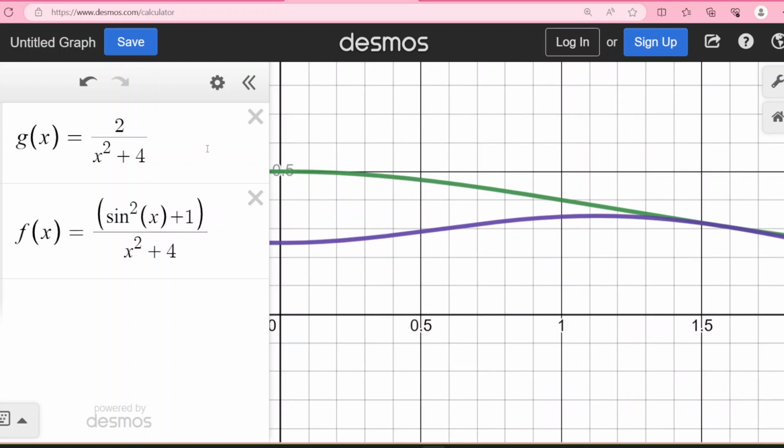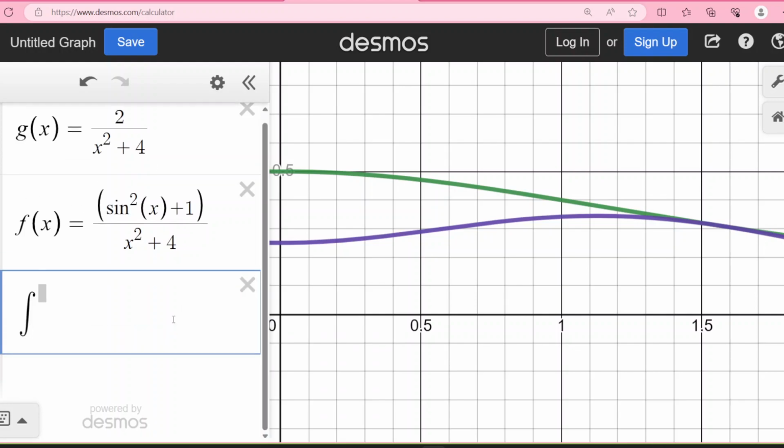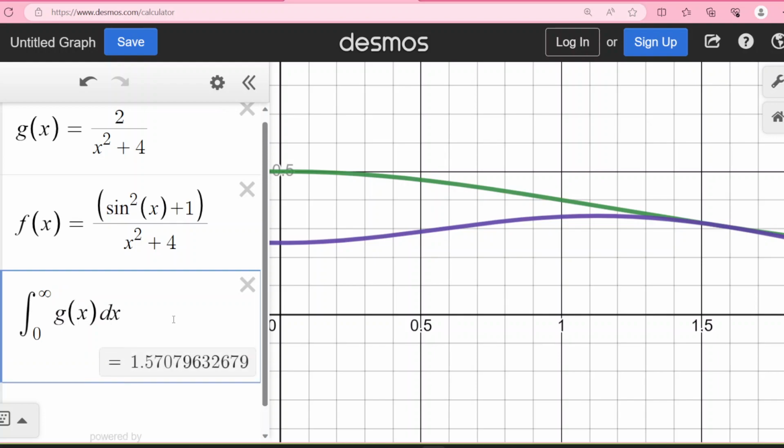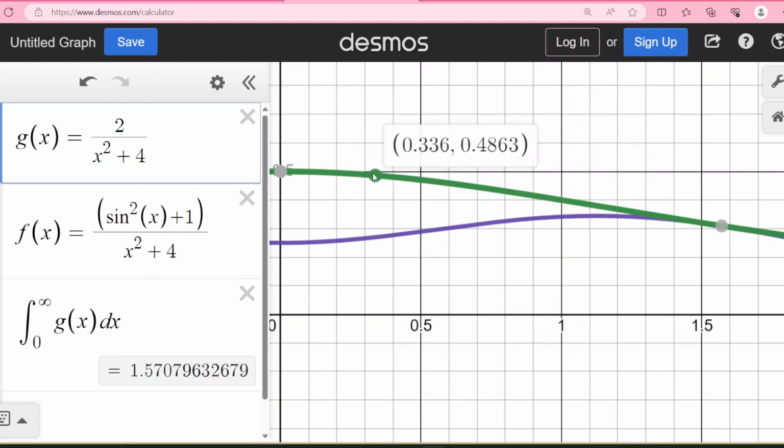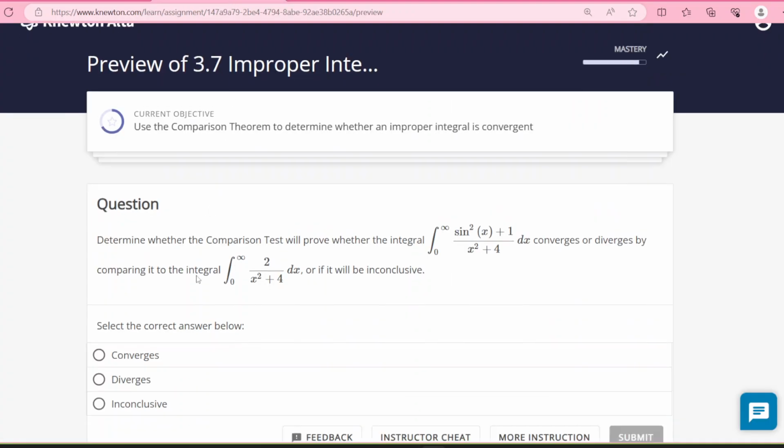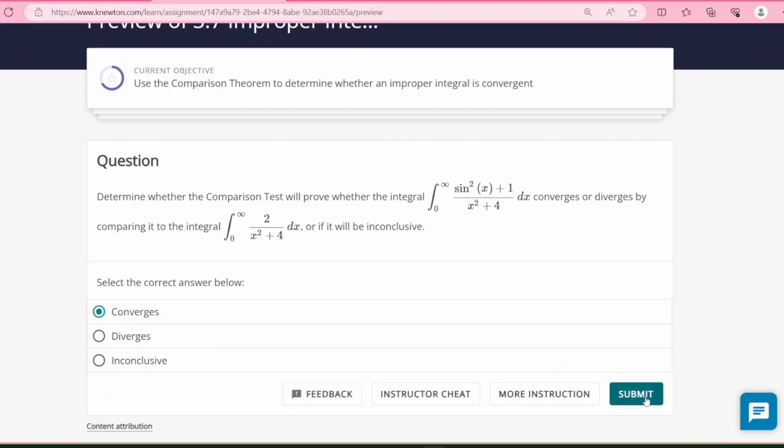So if I took the area under the green graph, we're doing this integral from 0 to infinity of g of x. And that looks like pi over 2, actually. This converges. And that was the larger function, right? That's this one up here, the green one, 2 over x squared plus 4. So the area under the larger one converges, meaning the area under the smaller one must also converge, right? By the comparison test. So I'm putting converges.